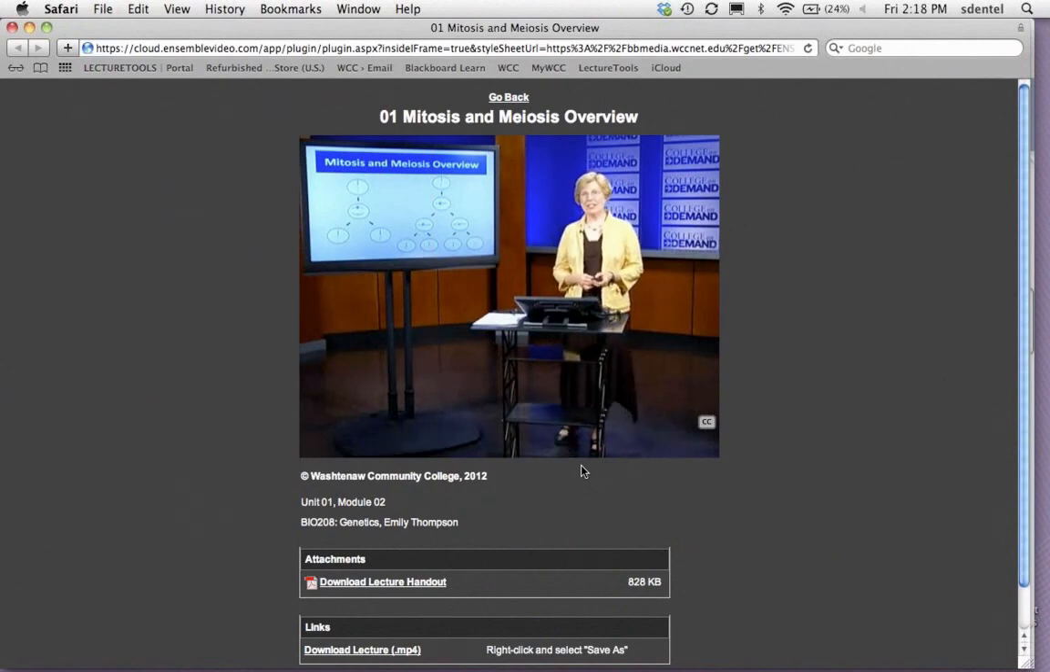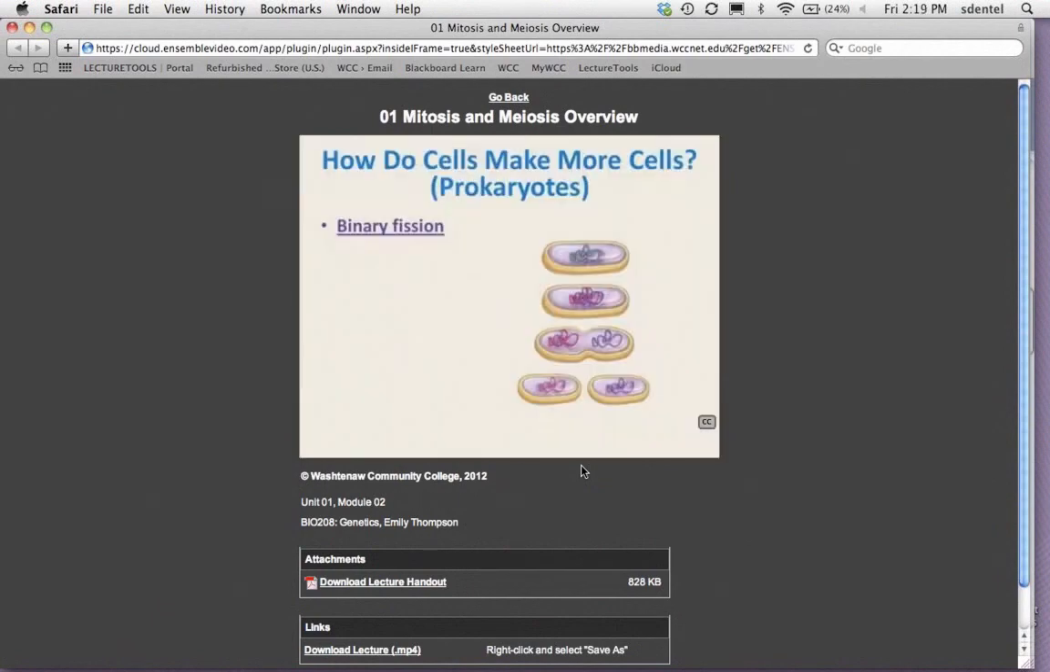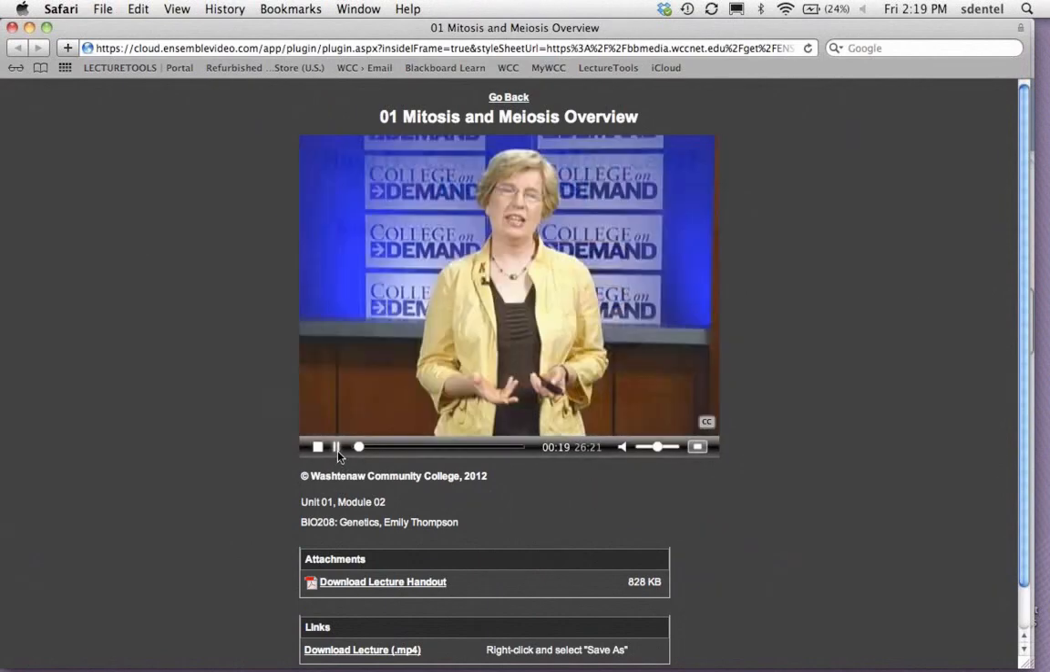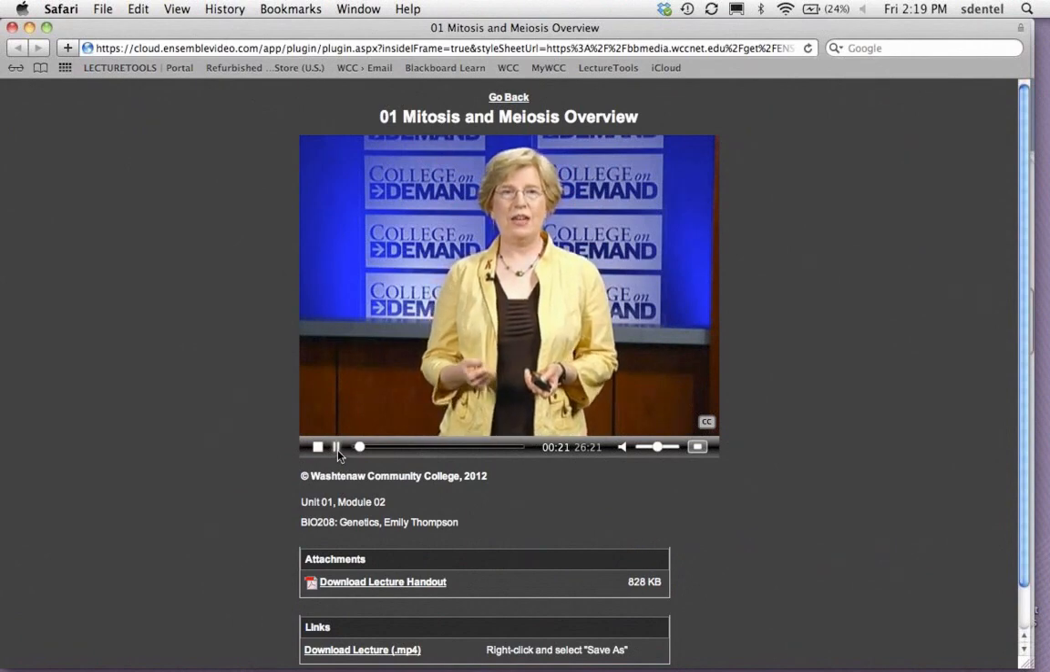Hello everyone. Today we're going to look at how cells divide, and our focus is going to be on mitosis and meiosis. We're going to start, however, with how prokaryotes make more cells. Remember, prokaryotes are the cells that lack a nucleus. All right, I just wanted to show you a little piece of that.